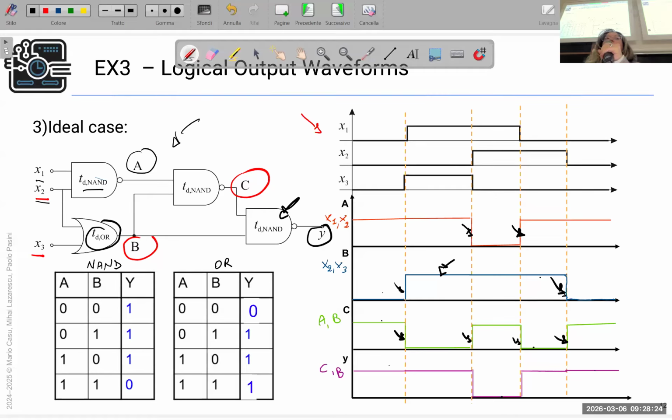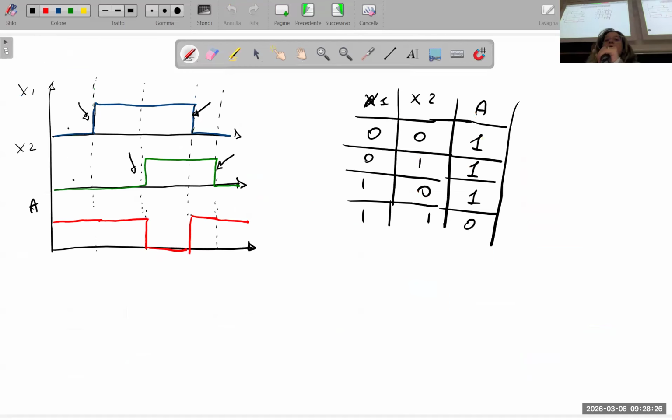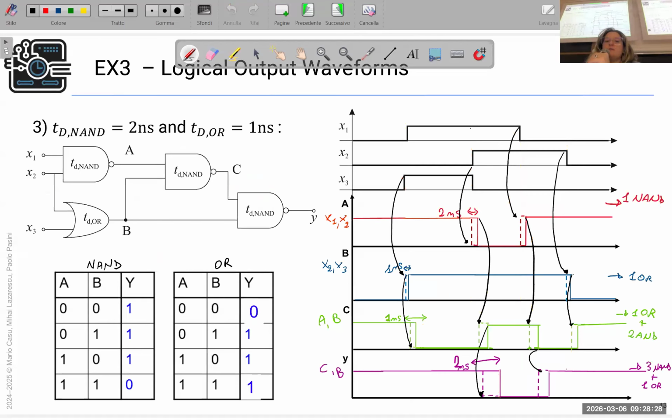Okay, so now this is the ideal case. I didn't give you any delay, but if we see the real case, we obtain something like this, which is a little bit tricky, because we have to consider the delay that each output has due to the gate and apply it to the waveform. So let's start again from the beginning, taking into account gate by gate.